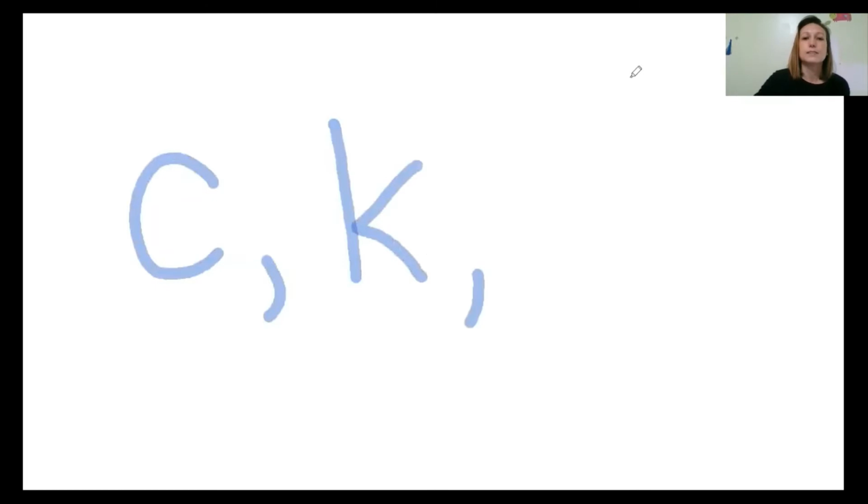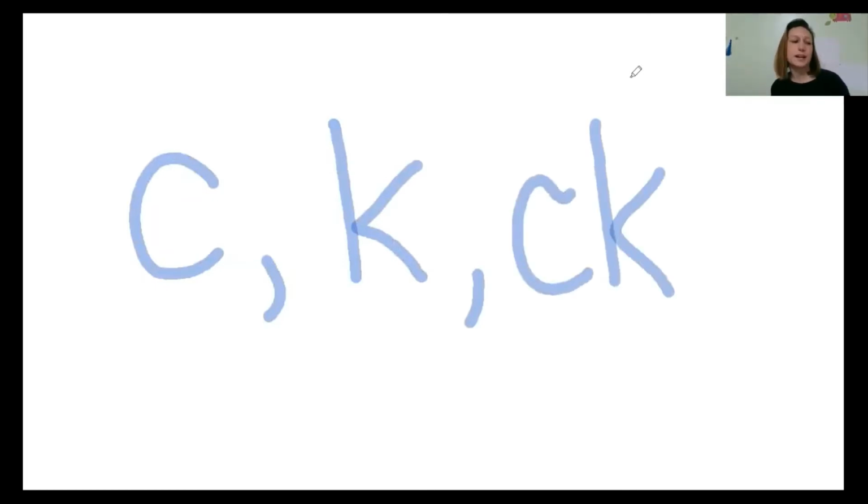Next one, three ways to write k. And what three ways do you know to write k? C, K, or CK, the long spelling right after a short vowel. C, K, CK are the three ways that we know to write k.